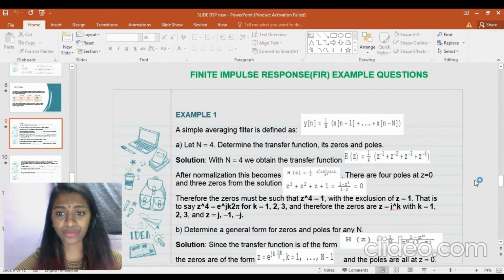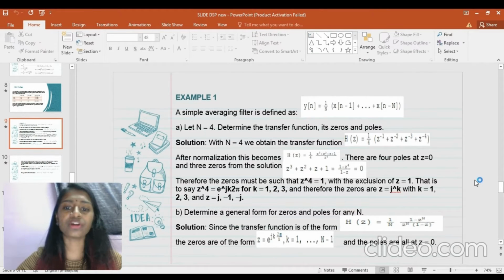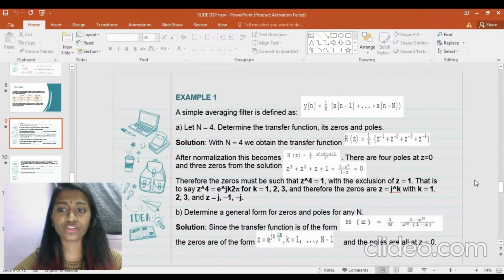divided by 1 minus z, equals 0. Therefore, the zeros must be such that z to the power of 4 equals 1 with the exclusion of z equals 1. That is to say, z to the power of 4 equals e to the power of j k 2 pi for k equals 1, 2, 3, and therefore the zeros are z equals j to the power of k with k equals 1 to 3, and z equals j, negative 1, negative j. So B, determine a general form for zeros and poles for any N.